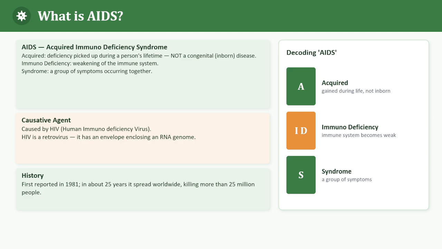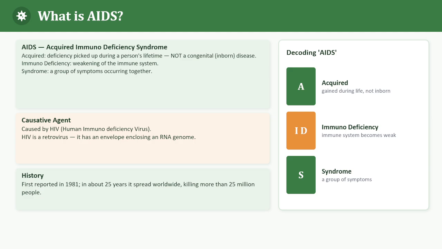A is acquired. So what does acquired mean? It means something that is gained during our lifetime. So AIDS is not a congenital disease. It is not present from birth. And I stands for immuno. Immuno reminds you of the immune system. So we are talking about the body's defense system.